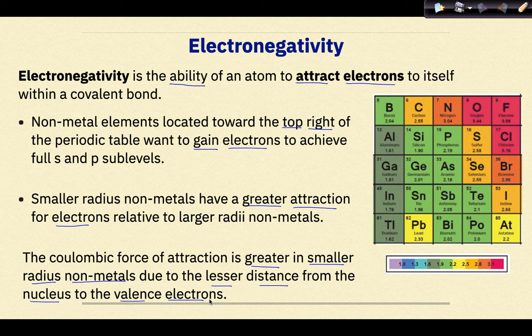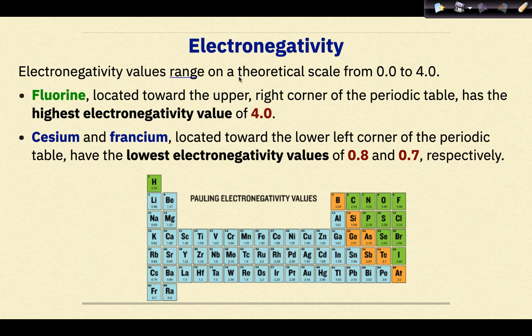Electronegativity values range on a theoretical scale developed by Linus Pauling, and these values can differ from textbook to textbook, so be careful about that, from 0 to 4. Fluorine, located towards the upper right corner of the periodic table, right here, has the highest electronegativity value of 4. Cesium and francium, located towards the lower left corner of the periodic table, right here and here, have the lowest electronegativity values of 0.8 and 0.7, respectively, again depending on your source, and sources can have slightly different electronegativity values from text to text and website to website.